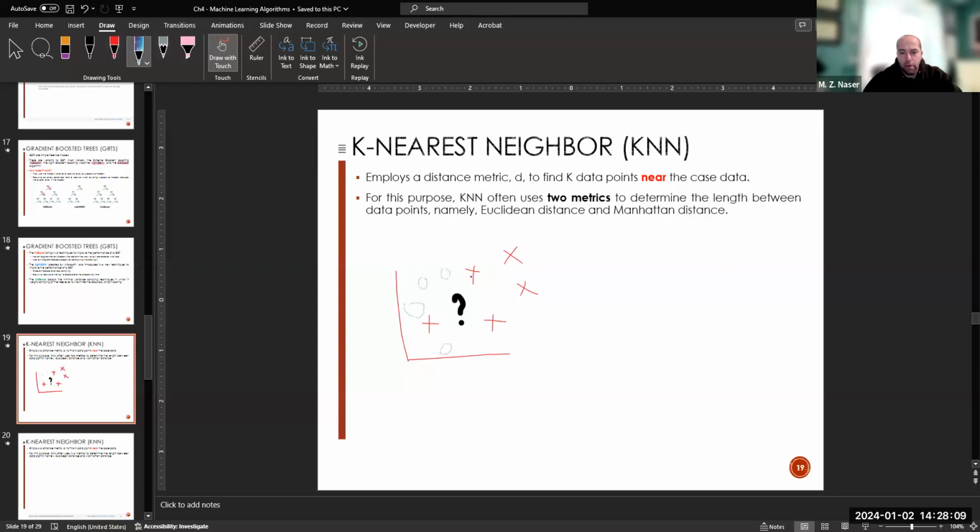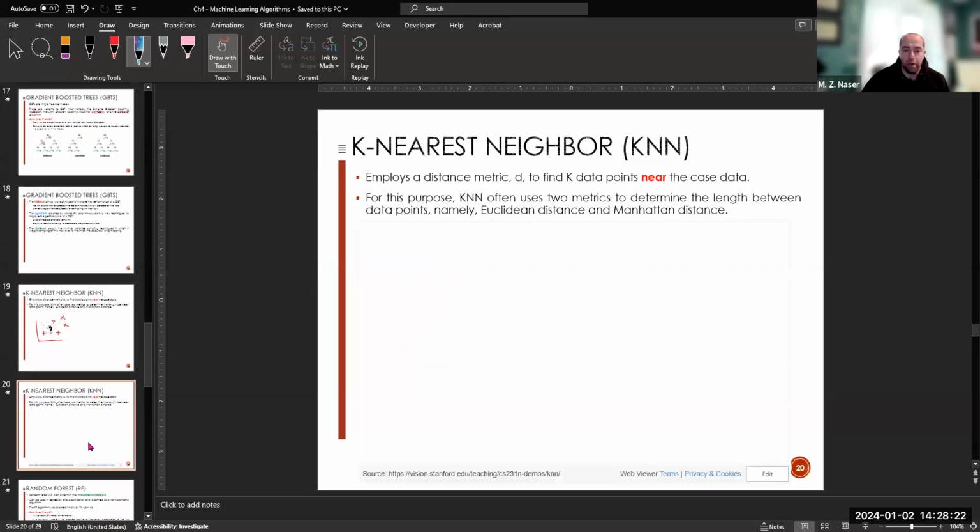And because we're relying on the nearest points, you're going to have to find some distances. So you find the distances to all the points nearest to it, and based on that, you can come up with a prediction for this instance.